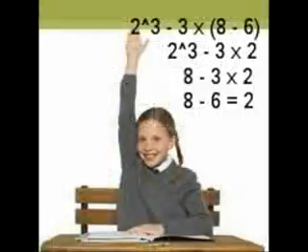So let's go back to our original problem and solve using the order of operations. Our original problem was 2 to the power of 3 minus 3 times parentheses 8 minus 6. According to the order of operations, we solve the parentheses first, so 8 minus 6 equals 2. Our new problem becomes 2 to the power of 3 minus 3 times 2.